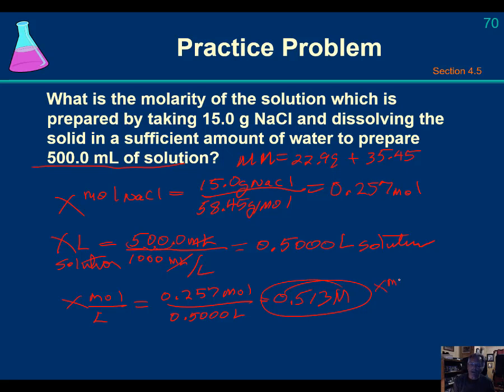I'm going to go straight to moles per liter. I'm going to take my 15.0 grams of sodium chloride divided by my 58.45 grams per mole, and then I'm just going to divide that straight by 0.5000 liters. And if I do that serially in my calculator, 15 divided by 58.45 divided by 0.5, I come out with exactly the same answer, 0.513 molar. And that's the easy way to do that.